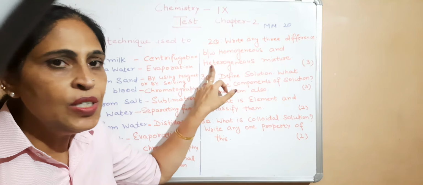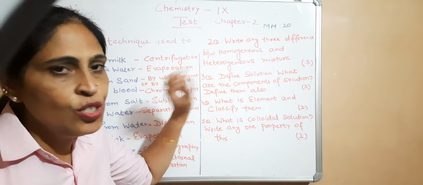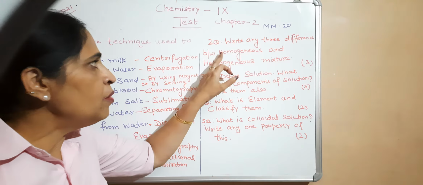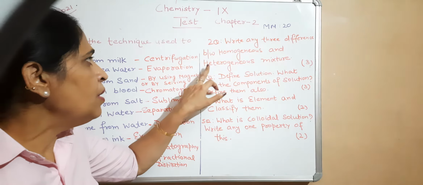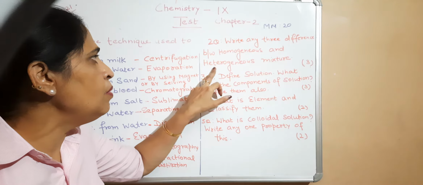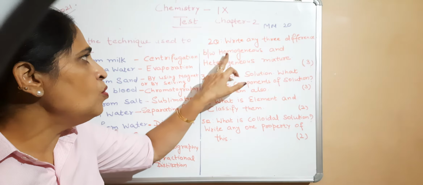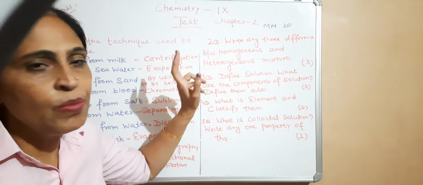In heterogeneous mixture, it is having non-uniform composition. That is heterogeneous mixture. In homogeneous mixture, we can't see different boundaries. We will not be able to see different layers. But in case of heterogeneous mixture, we will be able to see the different boundaries. And in homogeneous mixture, we will not be able to separate the components by simple methods.